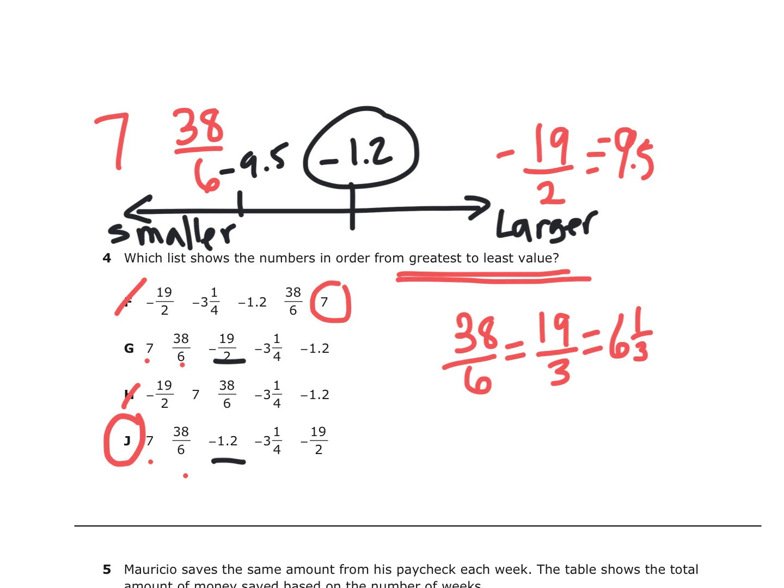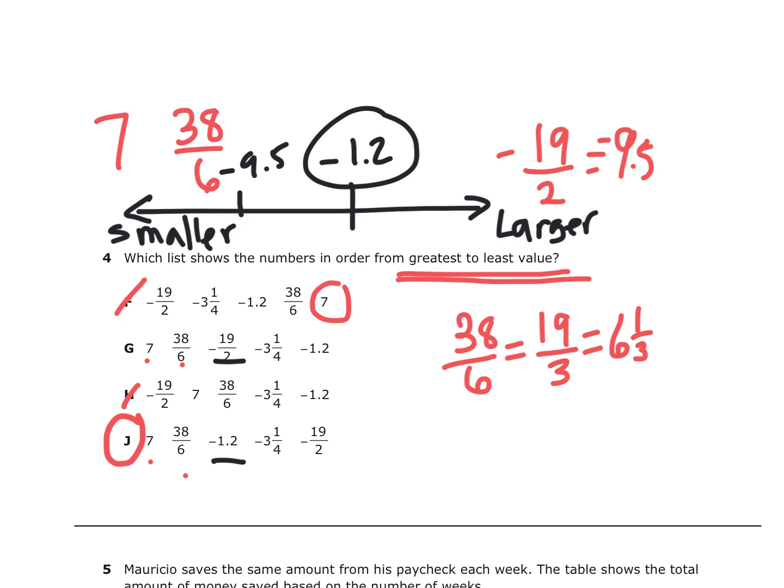Okay, so problem number 5, it says Mauricio saves the same amount from his paycheck each week. The table shows the total amount of money saved based on the number of weeks. So week 1, he saves $25. And then week 2, he has 50. Week 3, he has 75. Week 4, he has 100, and so on. So week 5, he has 125. So it looks like he's saving $25 each week.